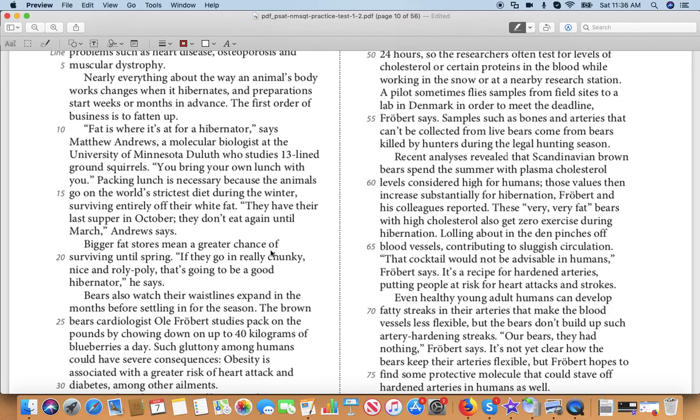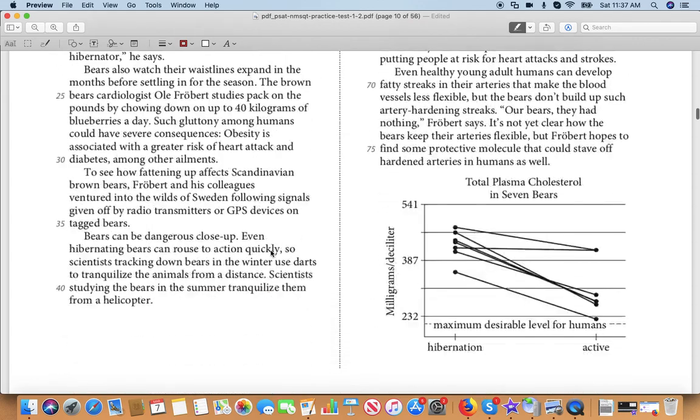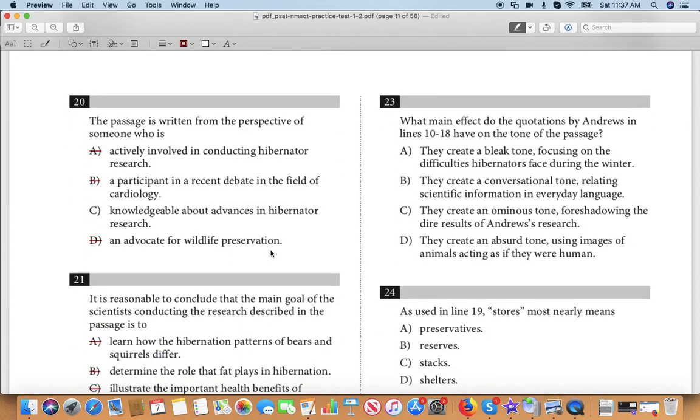Fat is where it's at for hibernators, says Matthew Andrews, a molecular biologist at the University of Minnesota Duluth who studies 13-lined ground squirrels. You bring your own lunch with you. Packing lunch is necessary because the animals go on the world's strictest diet during the winter, surviving entirely off their white fat. They have their last supper in October. They don't eat again until March, Andrews says.